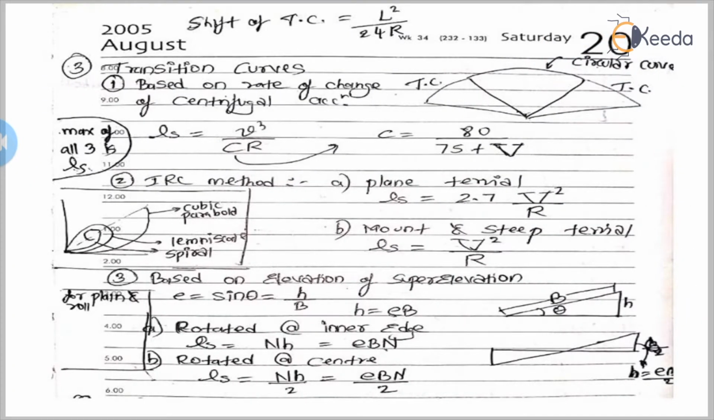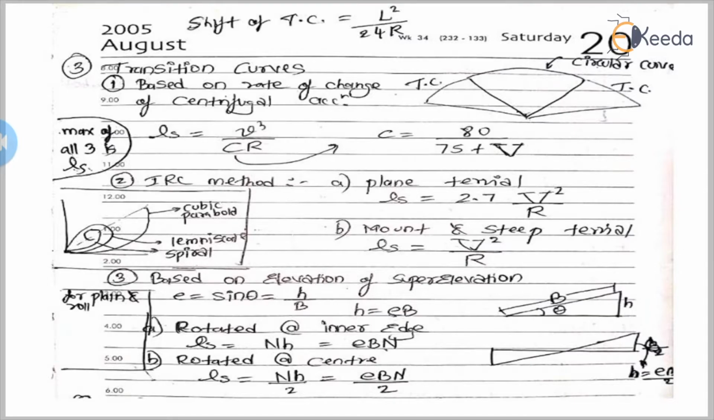This is the condensed formulas of all the 3 methods. First we will study the shift of transition curve, that is L square upon 24R. L is the length of the transition curve and R is the radius of the horizontal curve. The transition curve length is derived from 3 methods: based on the rate of change of centrifugal acceleration, the IRC method, and based on the equation of superelevation. Whichever is the maximum is selected as the length of the transition curve.